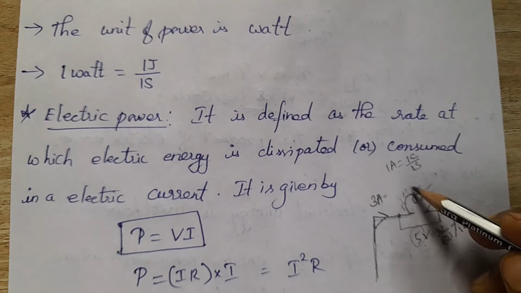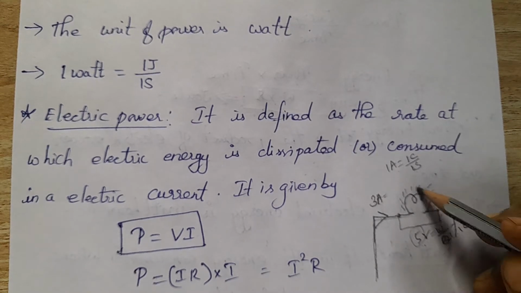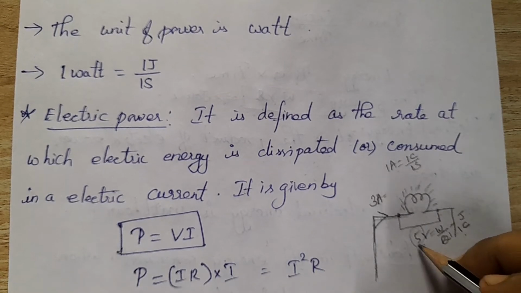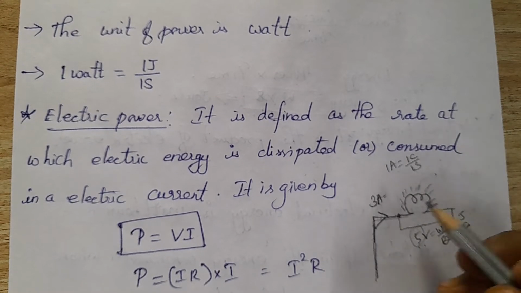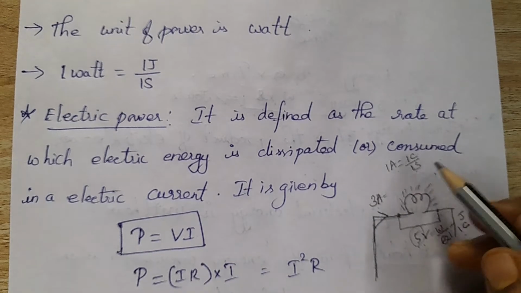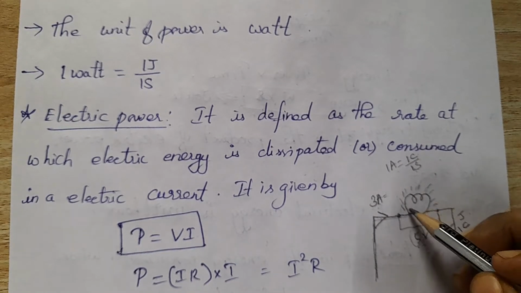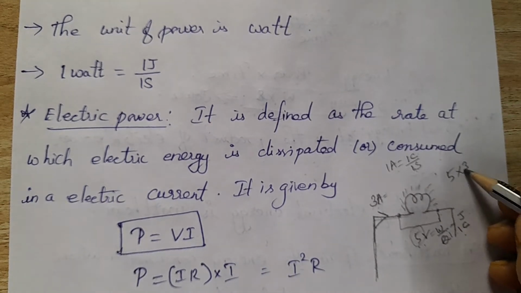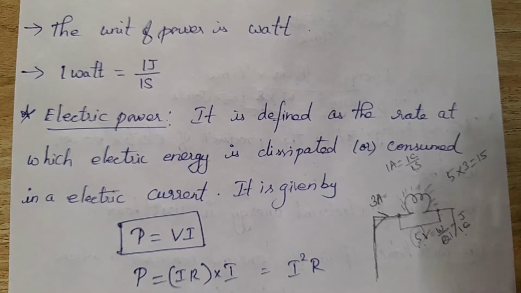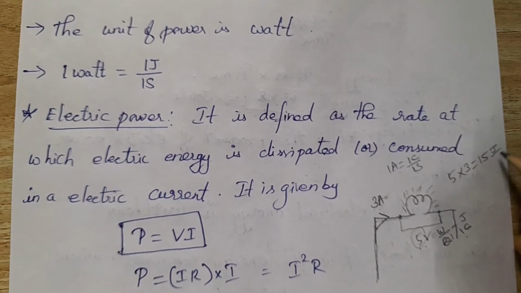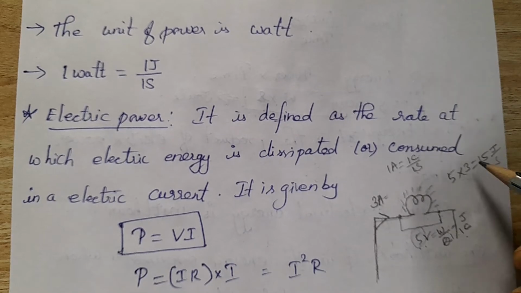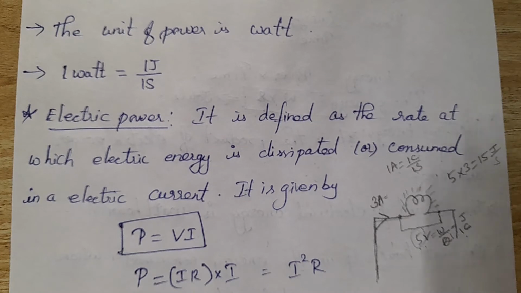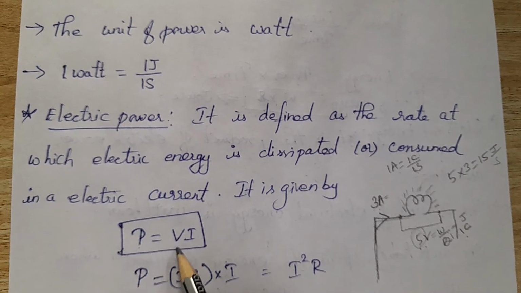So 5 joules of energy will be dissipated here. For 1 coulomb of charge, 5 joules of energy is dissipated, so for 3 coulombs per second moving, 5 into 3 equals 15. 15 joules per second of energy will be dissipated here. Clear on this? That's why it is given as P equals V into I.